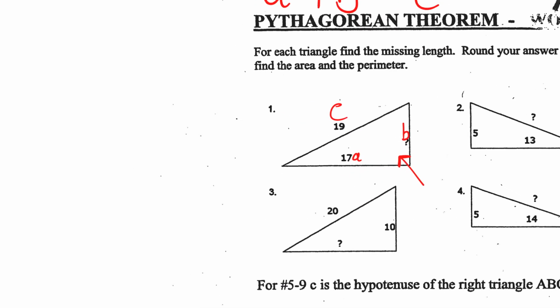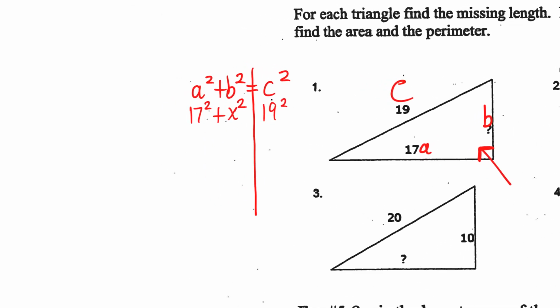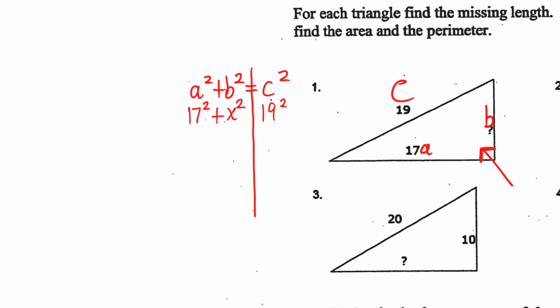Okay, so we've got A squared plus B squared equals C squared. So what's my A value? 17. What's my B value? X, I don't know it. And then my C is 19. All right, what is 17 squared?